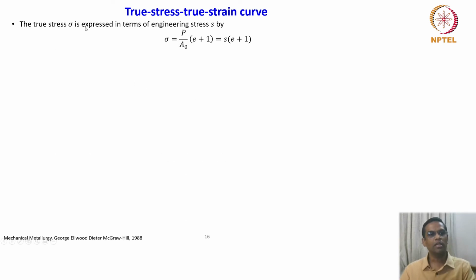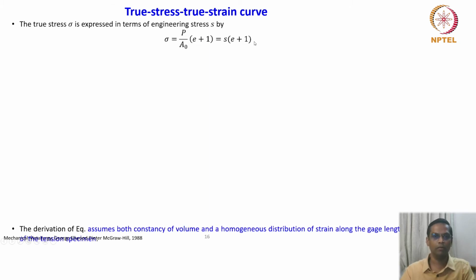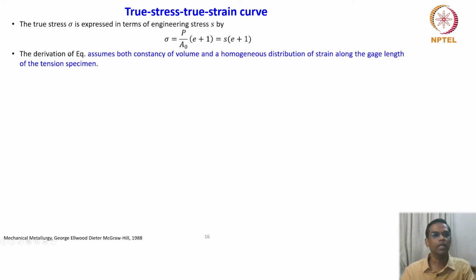The true stress sigma is expressed in terms of engineering stress from the volume constancy of plastic deformation. One can derive this very simply. The true stress can be given as engineering stress times (engineering strain plus 1). The derivation of this equation assumes both constancy of volume and homogeneous distribution of strain along the gauge length of the tension specimen. So this is very important.